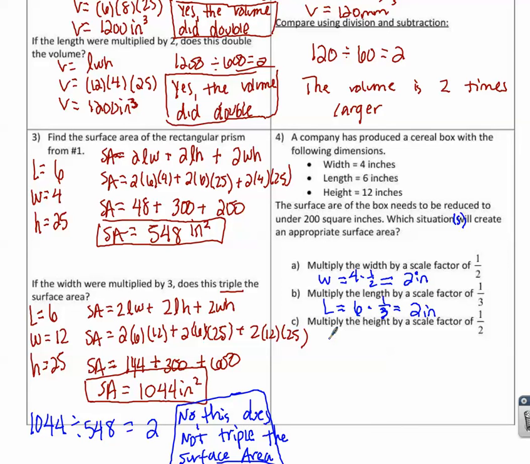And in scenario C, you're going to multiply the height by a scale factor of 1/2. So my height is 12 inches. If I multiply it by 1/2, I get 6 inches. So you're going to have to do 3 separate surface areas to figure out which one or ones has reduced the surface area of the box to under 200 square inches. Pause the video, give it a try.